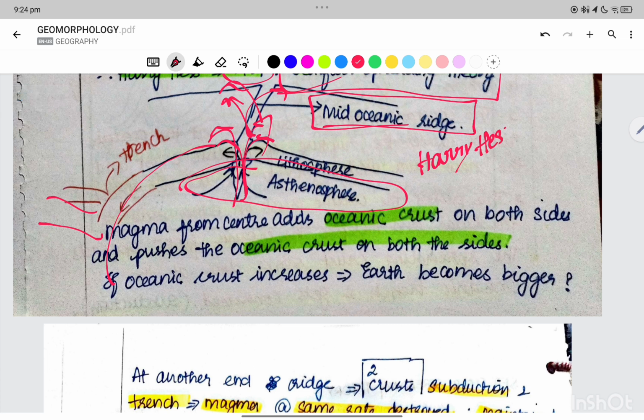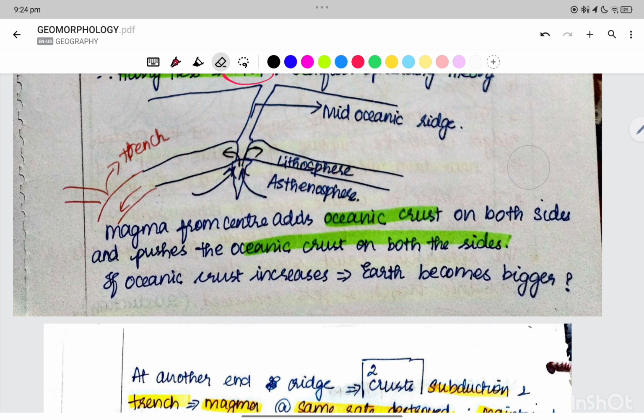Harry Hess in 1961 has proposed the sea floor spreading theory.